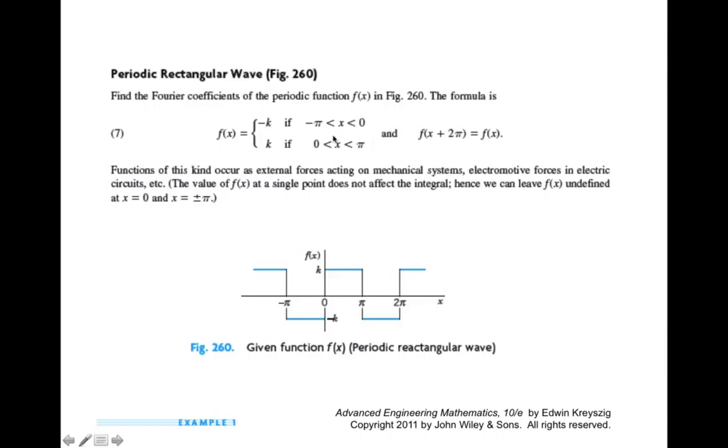So as an example, the rectangular wave shown here has a period of 2 pi. It can be written as the following expression where f of x is equal to minus k for x between minus pi and 0, and it's equal to k for 0 to pi. And then it repeats, so f of x plus 2 pi is equal to f of x, and in fact f of x plus n pi is equal to f of x.